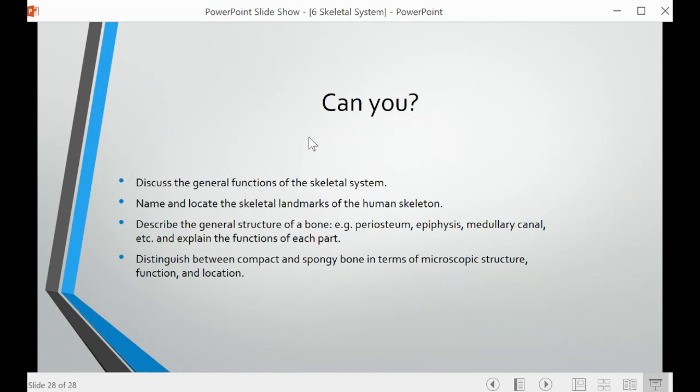So can you discuss the general functions of the skeletal system? Name and locate the skeletal landmarks of the human skeleton, describe the general structure of the bones, and distinguish between compact and spongy bone in terms of microscopic structure and function and location.